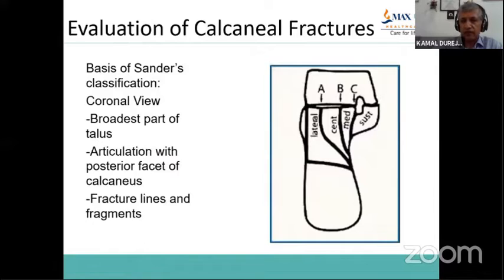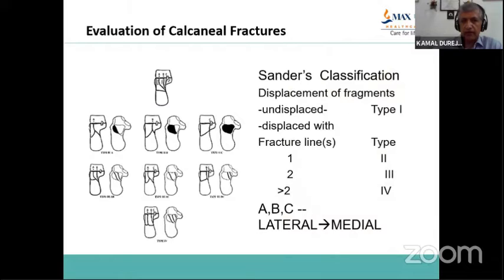The classification nowadays being followed is based on CT scan, and this is Sanders classification type 1 to 4, which is based on the coronal view in the broadest part of the talus. And you have this classification into type 1, type 2, type 3, and type 4, depending upon the fracture lines which are present on the calcaneal side.